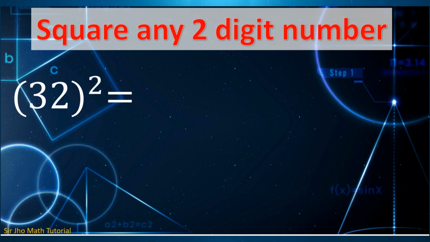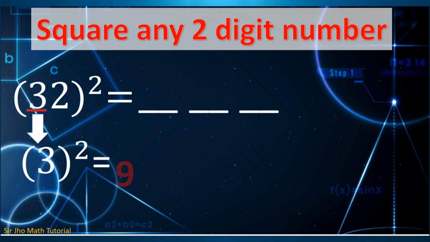So first, gagawin natin is gagawa tayo ng 3 lines. Okay? Then, second step, we're going to square the first digit which is 3. So 3 squared is equal to 9. And yung 9 is ilalagay natin sa first line.